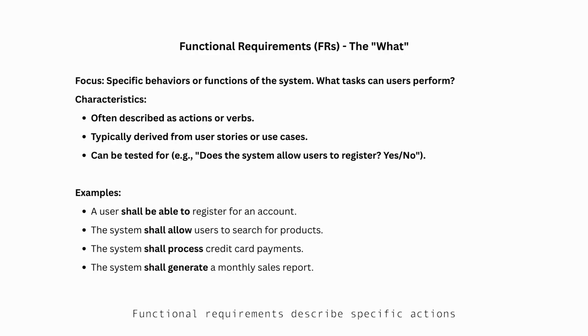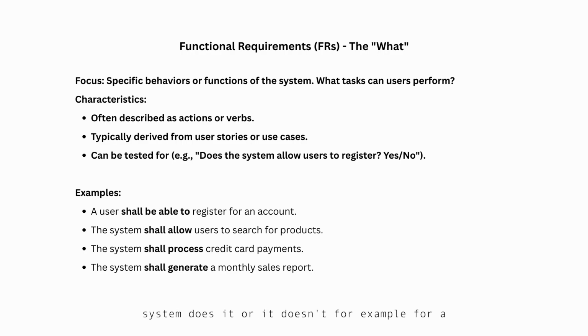Functional requirements describe specific actions or functionalities the system must provide. Think of them as the verbs of your system. What can a user do? What tasks can the system perform? Functional requirements are often directly tied to user needs and are typically derived from things like user stories or user cases. Crucially, they're tested in a direct way. Either the system does it or it doesn't.